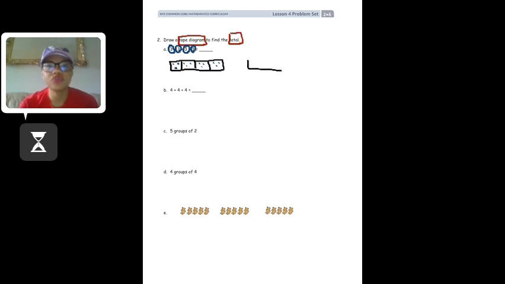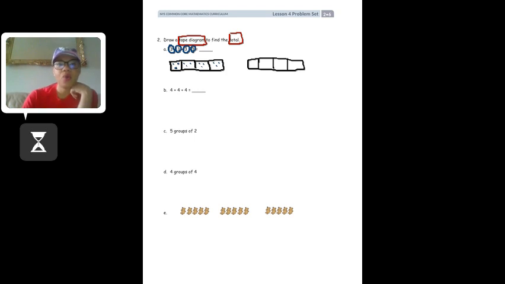So first, I'm going to draw this rectangle to represent my tape diagram. And how many equal size squares did we have when we first drew our tape diagram? We had 1, 2, 3, 4 equal size groups. So I'm going to draw 4, 1, 2, and then I have 3, 4 squares, 4 equal size groups in my tape diagram.